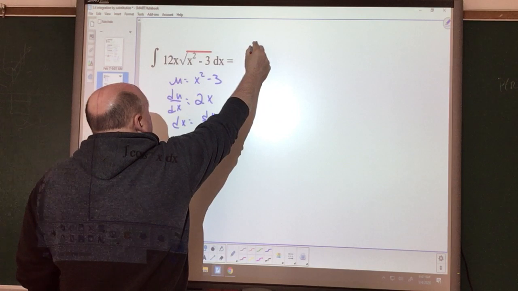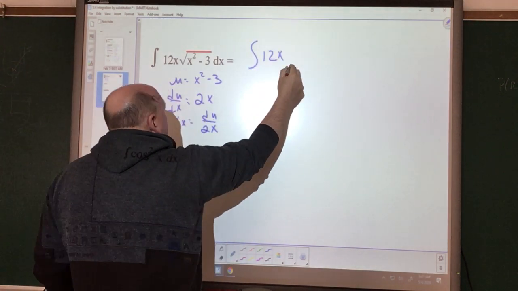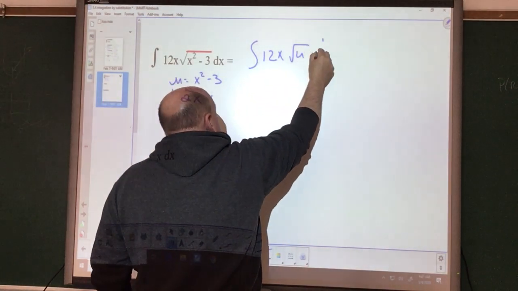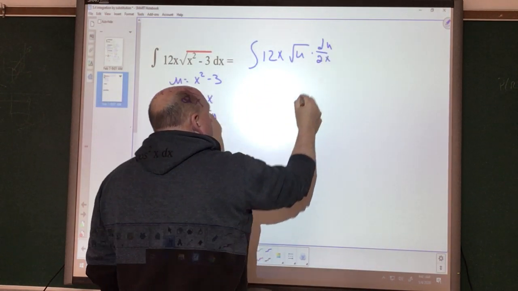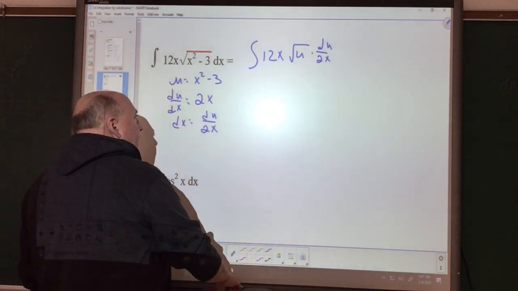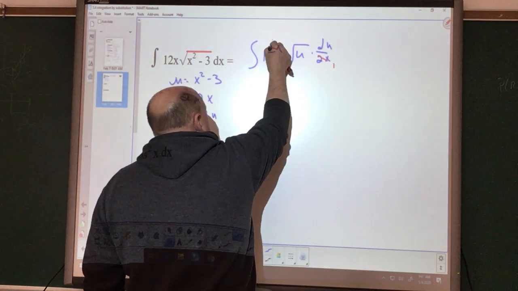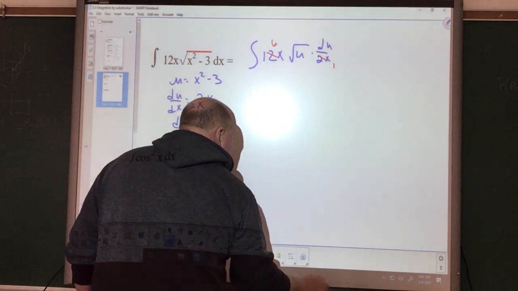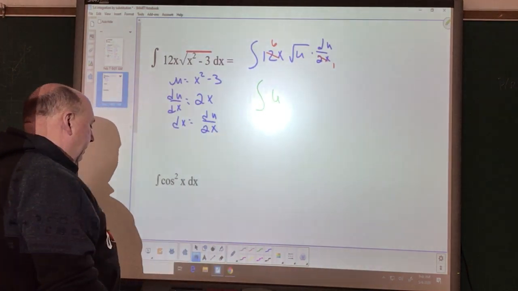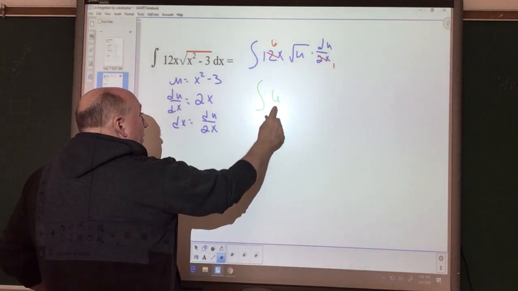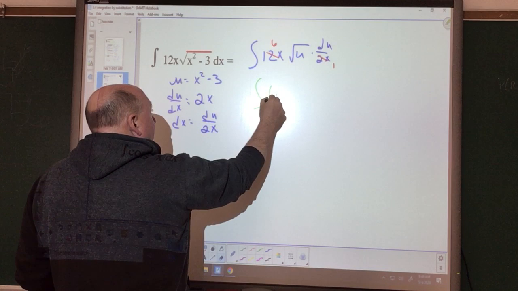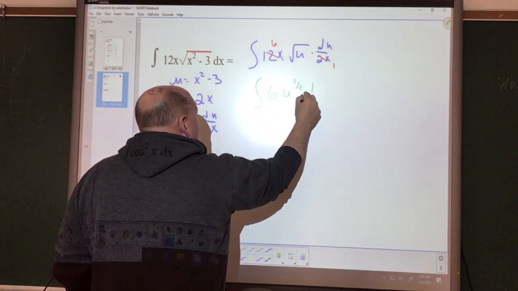which gives me the antiderivative of 12x square root of u times du over 2x. So the 12x and the 2x cancel to give us 6. So we're left with the antiderivative of 6 u to the 1/2 du.